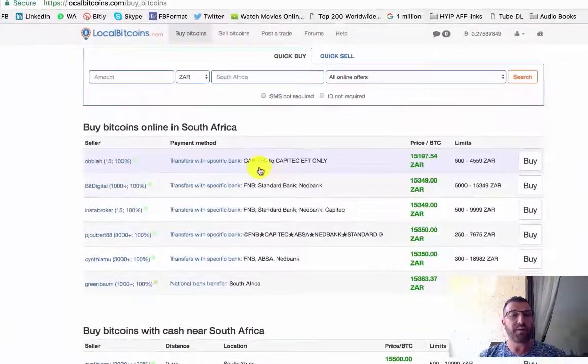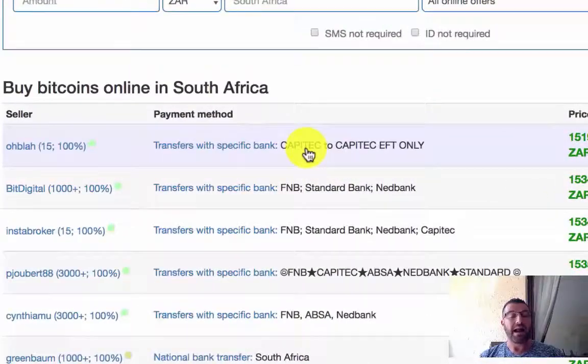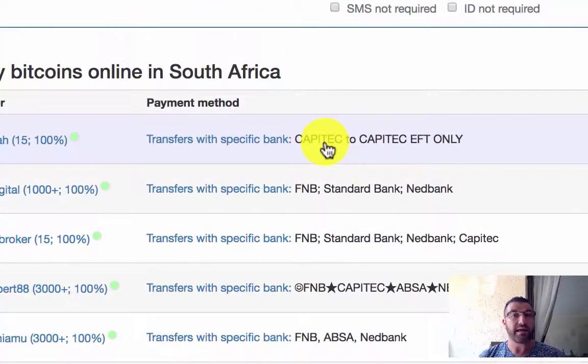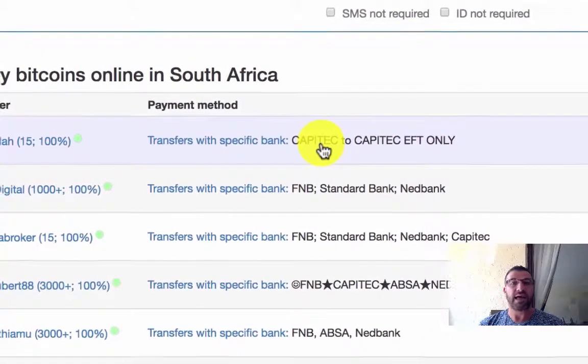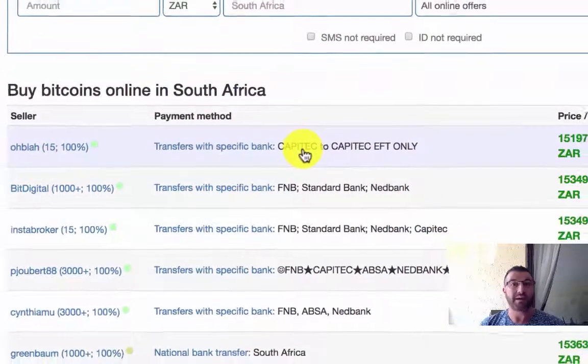Now if you don't bank with Capitec, I highly recommend that you find a supplier that banks with the same bank as you, so that they release the coins immediately. As you do the payment, you send them the proof of payment, and then once they have the proof of payment, usually with bank to bank, the transfer is immediate or within 24 hours. I think that's the maximum I've had to wait.